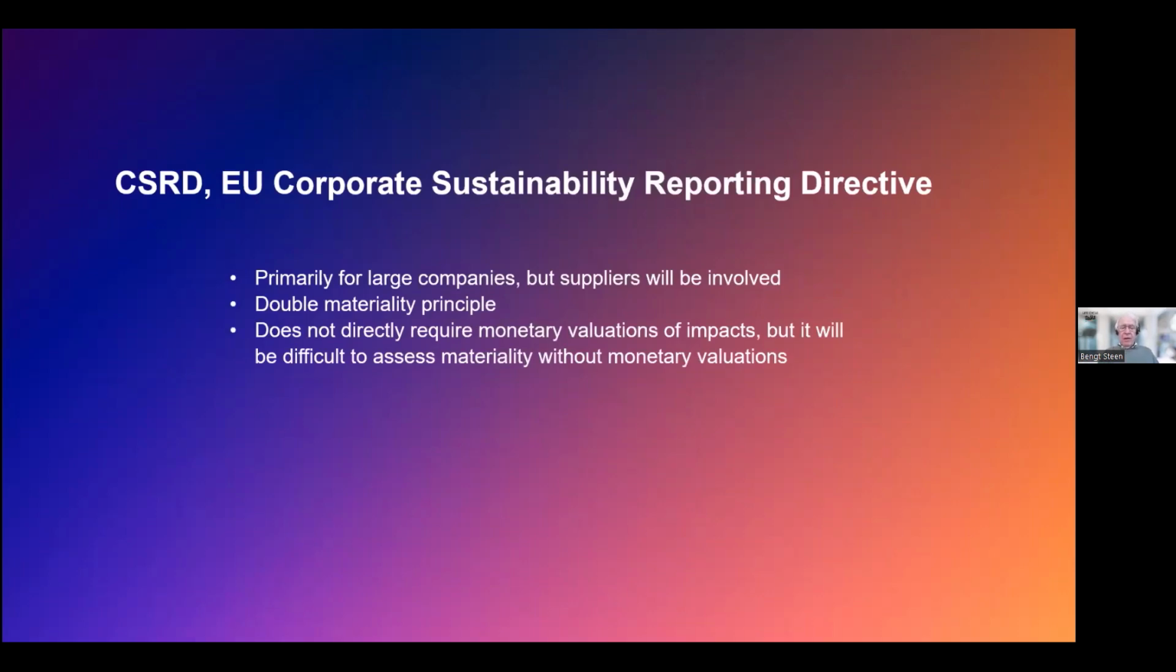In the directive, it doesn't directly ask for monetary valuation, but it will be difficult to assess materiality without monetary valuations. And you can see this perhaps in that the large auditing companies offer services for monetary valuation. They are on their toes to help in these matters. Large companies like PricewaterhouseCoopers and KPMG and so on are really doing much of this.